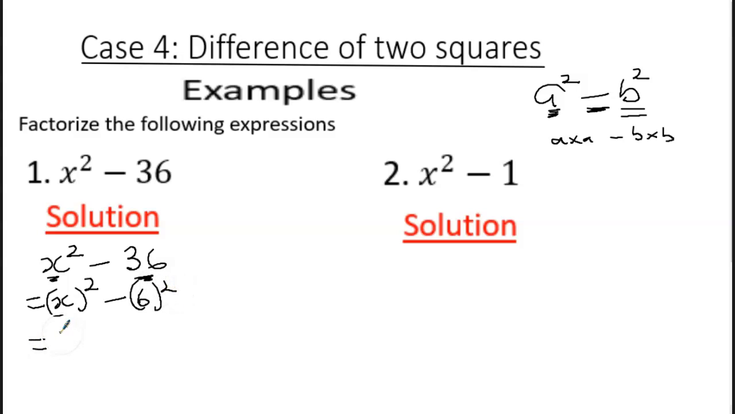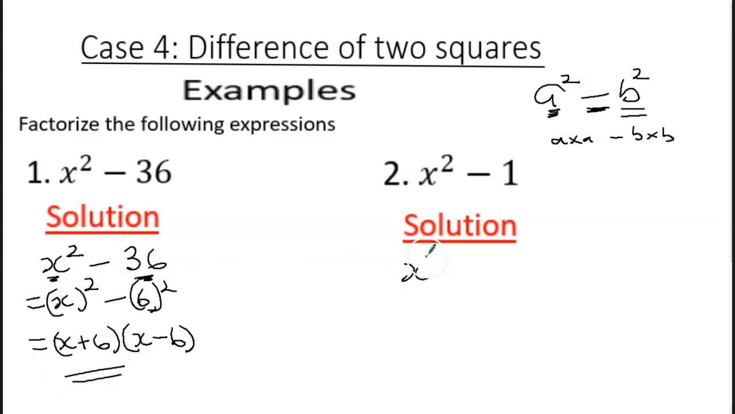Now to factorize, you pick one of these x, then you pick 6. So you combine them with plus in one bracket, and then you combine them with minus in another bracket. That is all. Now let's look at the next one.